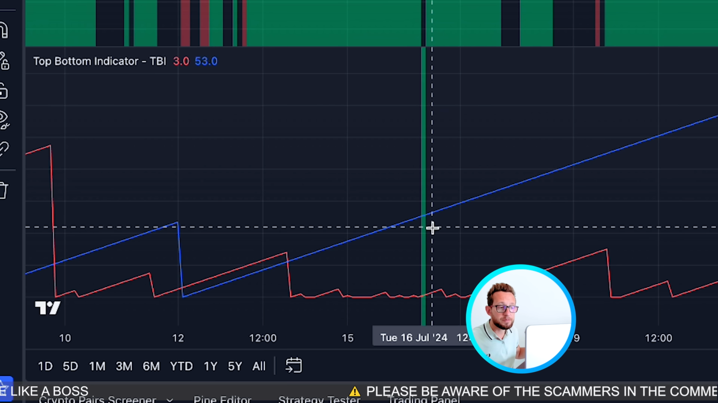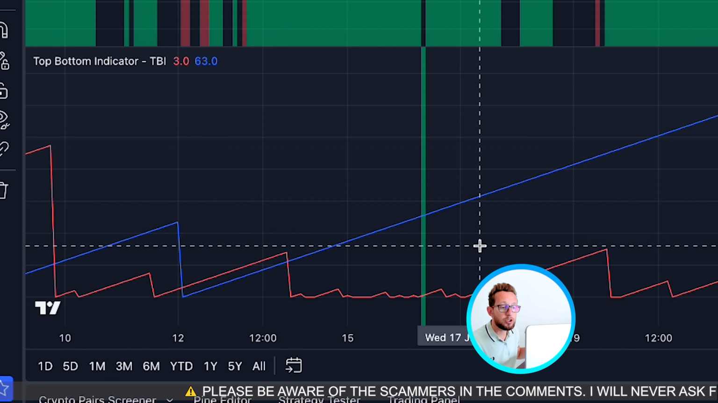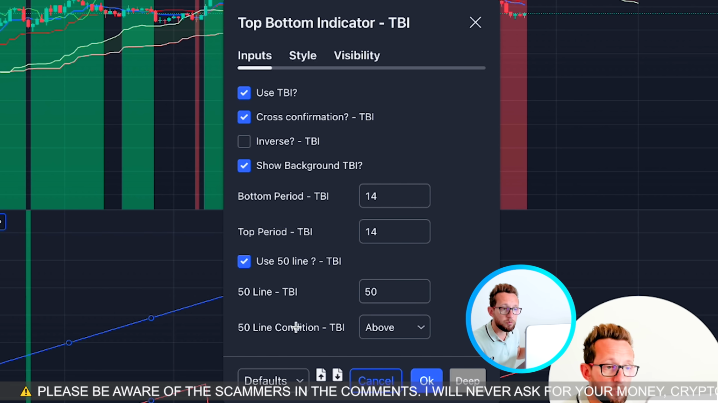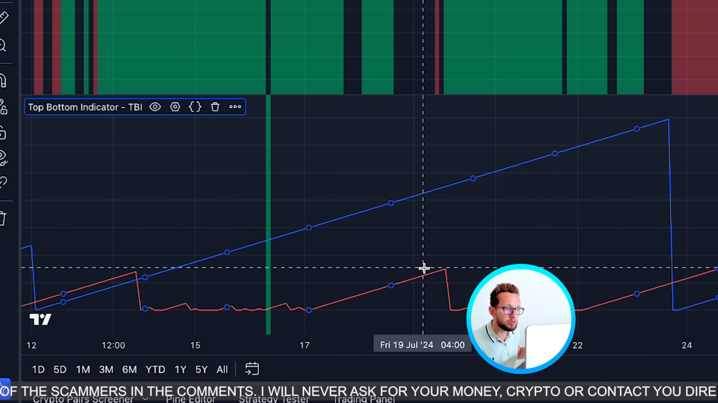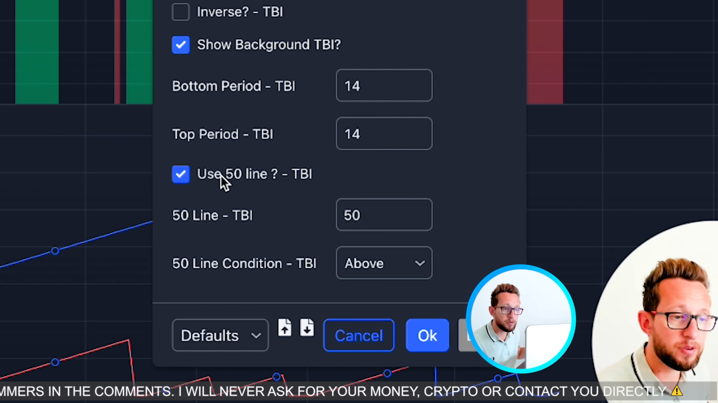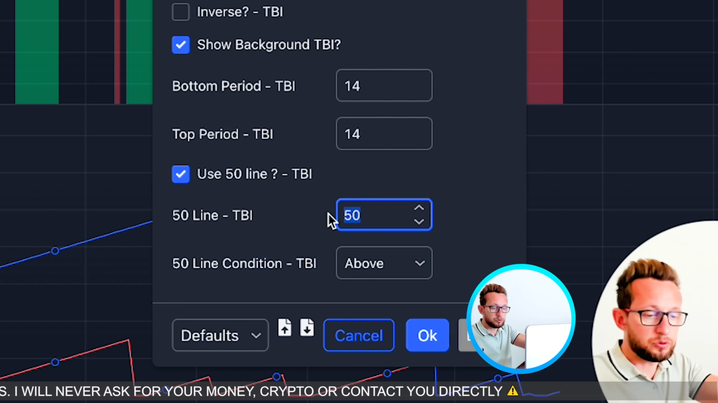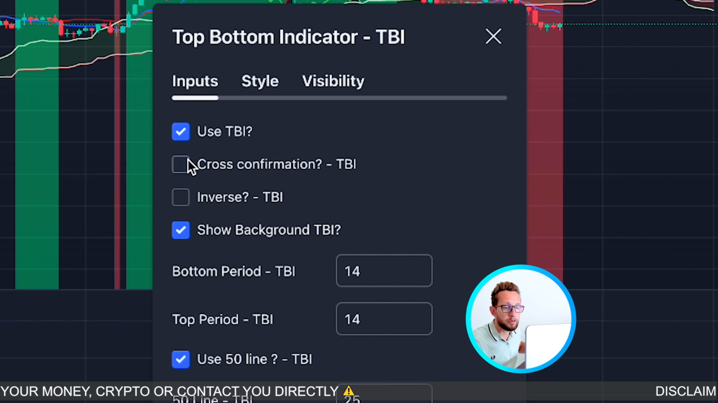Now this indicator is pretty powerful. It works with higher highs and lower lows to create this crossover indicator just here. Now there is a threshold as well. We would like for the blue to be above the red when taking longs, but we currently have a threshold of 50. We're going to reduce our threshold to 25, and we're going to remove the crossover confirmation.